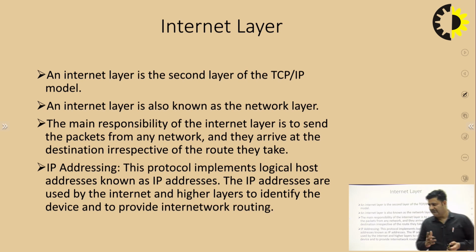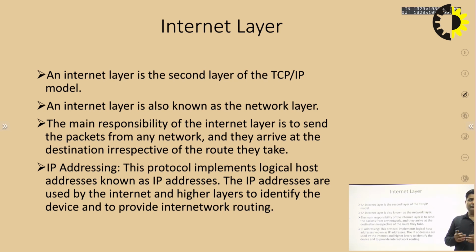These are different topics. Then we have IP addressing, the fourth function of this layer. As we mentioned, we have the data link and physical layers. We simply mention the physical address, then data reach the network layer. So this protocol implements a logical host address known as the IP address, and the IP addresses are used by the internet and the higher layers to identify devices and to provide internet network routing. This is the main function of this.